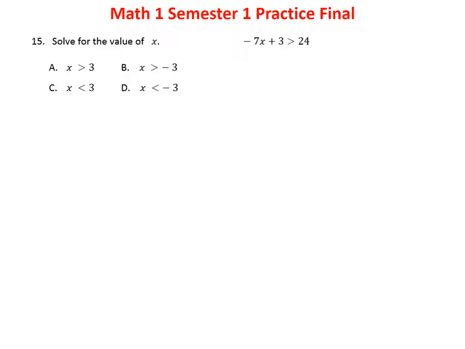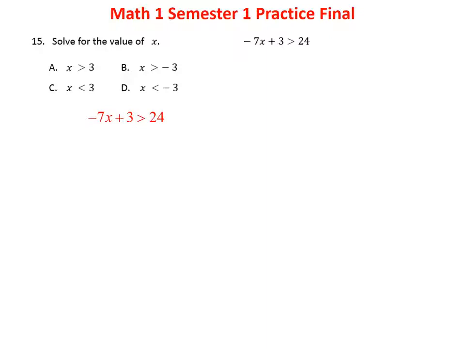In 15, we're solving an inequality. We solve inequalities exactly the same way we do equations, with one exception. If we ever end up dividing by a negative number or multiplying by a negative number, our sign is going to flip.